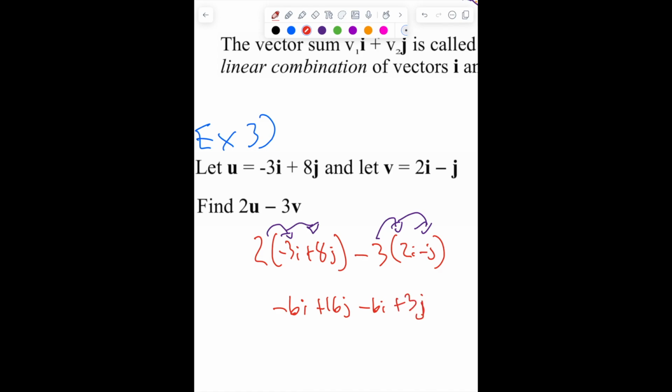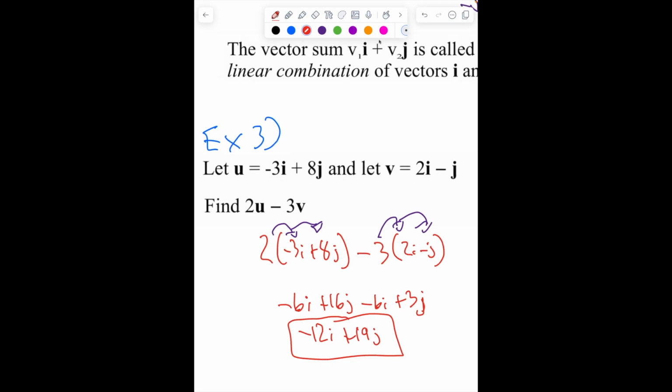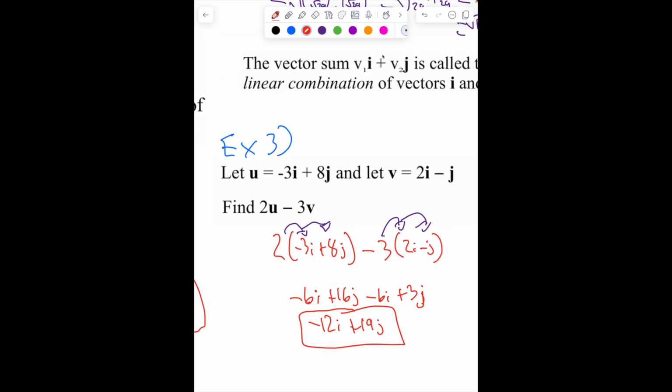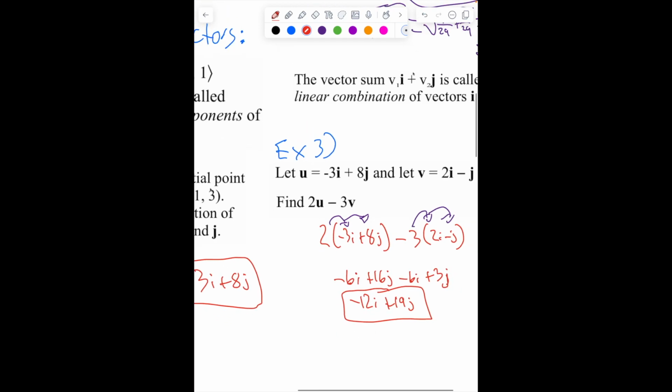I do have some things that can combine, and I get negative 12i plus 19j when I combine like terms. So again, getting those linear combinations, and also applying scalar multiplication and subtraction, adds on to what we've already worked on.